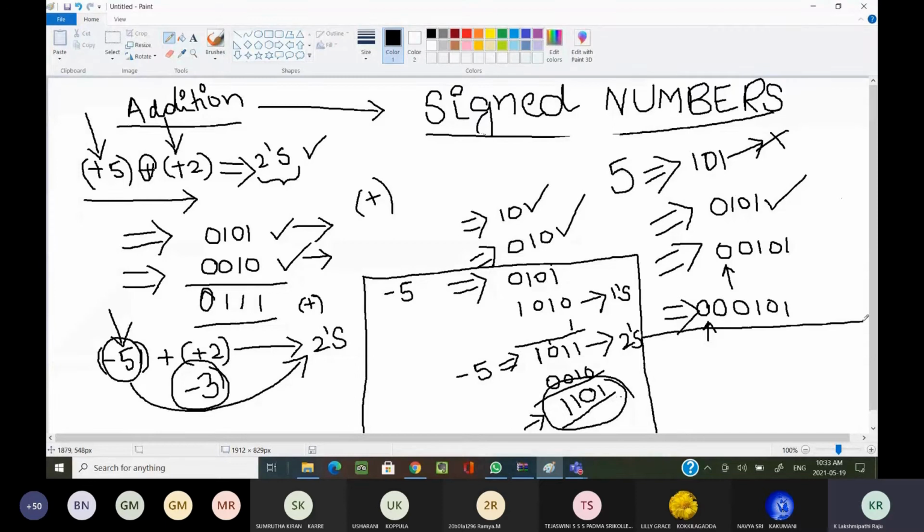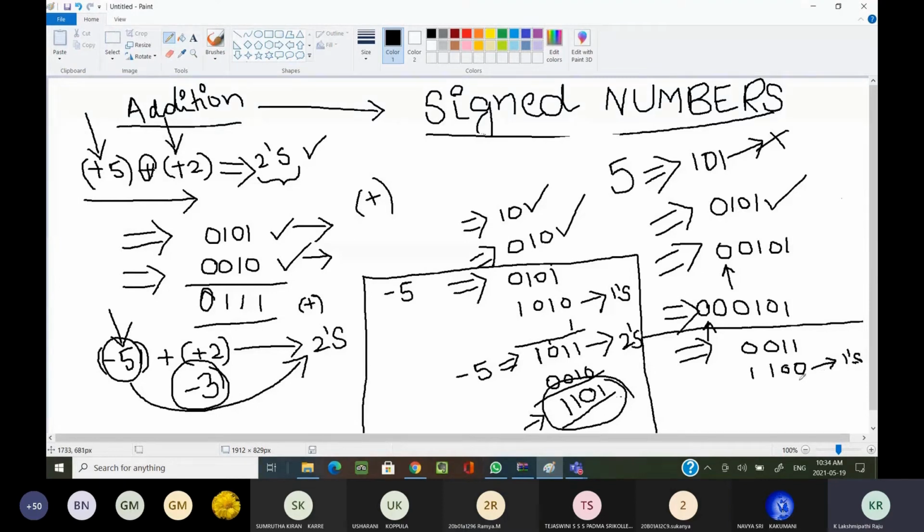Please see my screen properly. Now this is my 3 in 4-bit representation. This is normal 3. What is the ones complement of this number? 1 1 0 0. This is the ones complement.